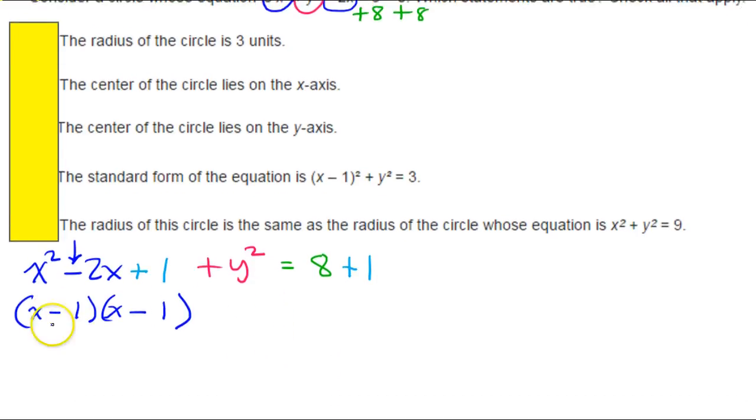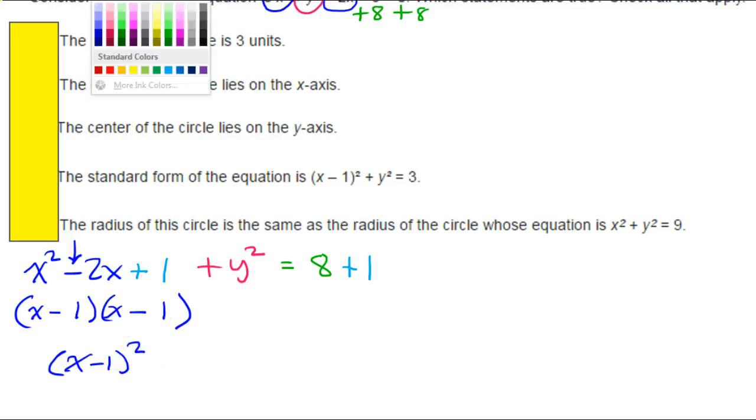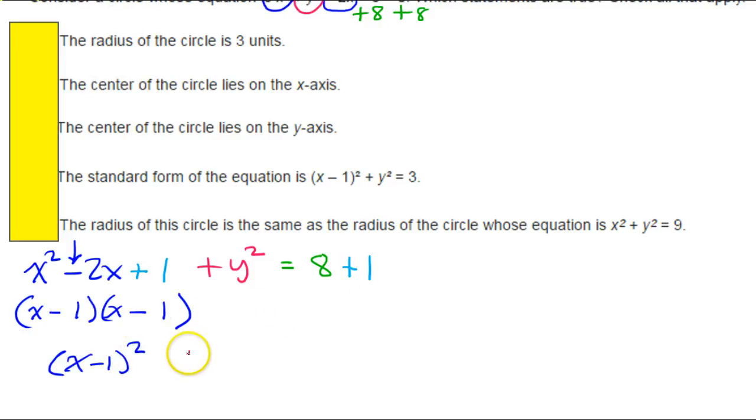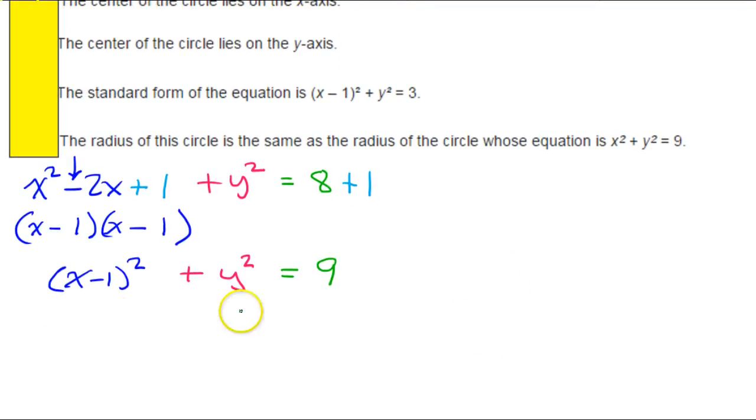Okay. Now, because both of these are the same, x minus 1 and x minus 1, I can really write this as x minus 1 squared. Now just bringing down the rest of it. So I have plus y squared, and then that's equal to 9. Okay, now this is in standard form. You should now be able to tell me the center of the circle and the radius.